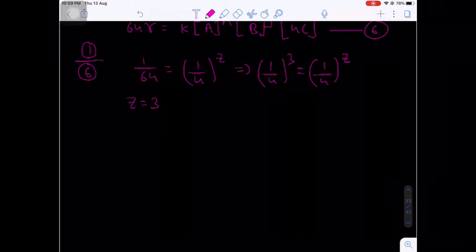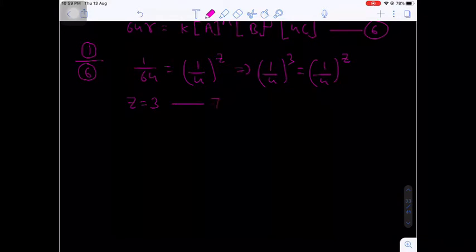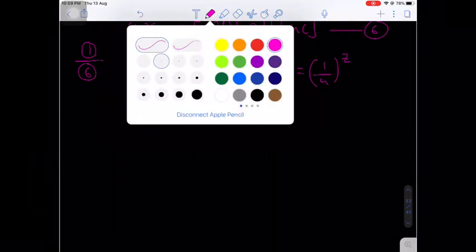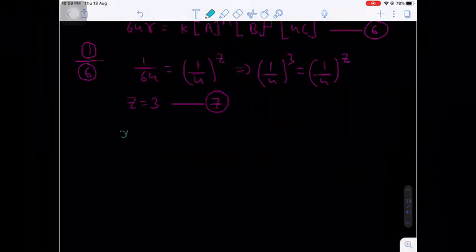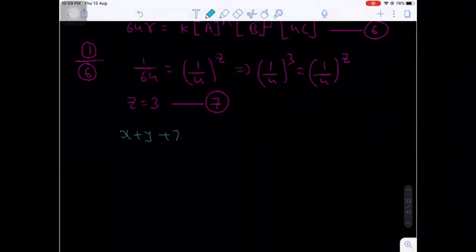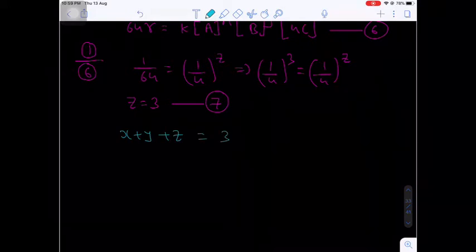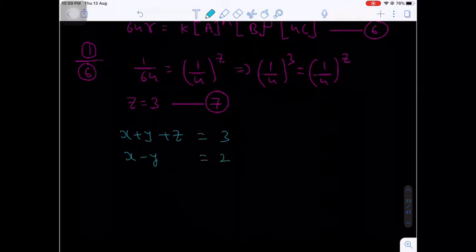So you have three unknowns and 3 equations. What are the first equations you have? Let's suppose this is the equation number 7. Now what is the relation between x, y, z? You have number 1, x plus y plus z equal to 3. Second relation you have x minus y equal to 2. Third relation you have z is equal to 3.